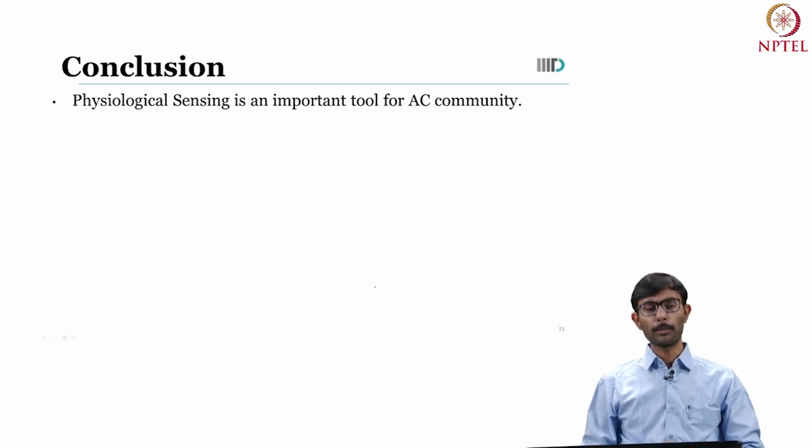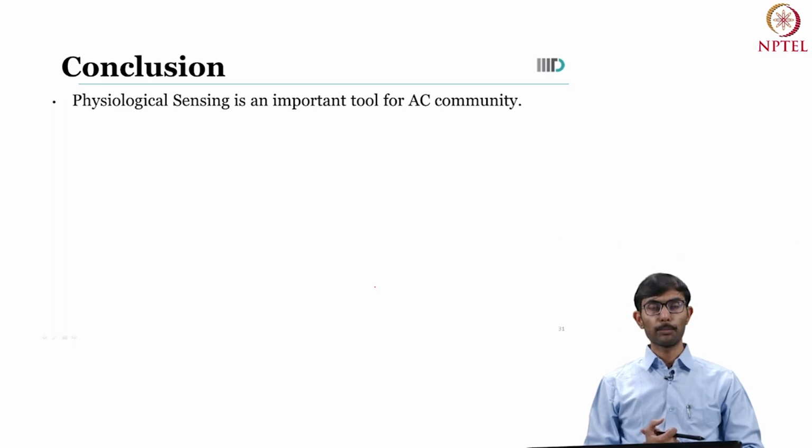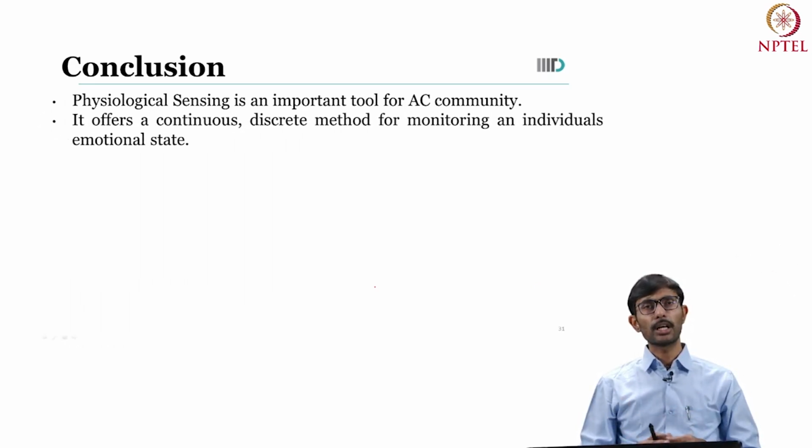So it turns out, of course, what we understood first, that physiological sensing is an important tool for the affective computing community, more importantly because it gives you an unaltered form of the emotion. It cannot be faked, and hence it represents the pure emotions occurring in humans. Another important thing is that physiological sensing, in contrast to other forms of sensing available, allows you to have continuous and discrete monitoring of the individual's emotional state, right?